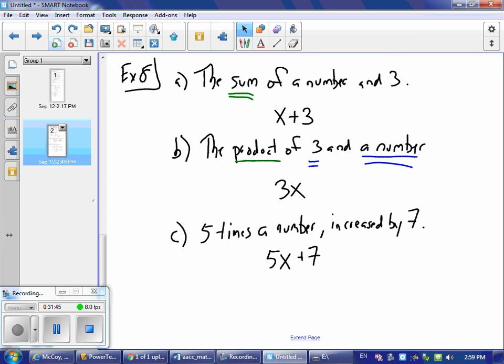Okay, you should now have everything you need to go ahead and do section 1.4.